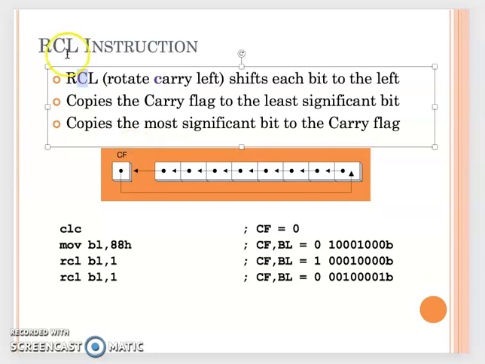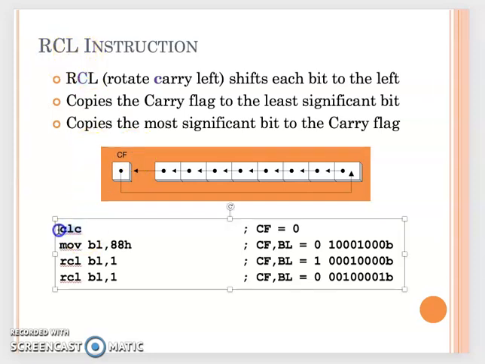So when we do the RCL, we need to make sure how you will set your carry flag. For the carry flag, we have one instruction we call CLC. This means clear carry flag. That starts the carry flag with a 0. So now if I have BL is A8. A8 in hex, right? So when we do the binary, they look like this.